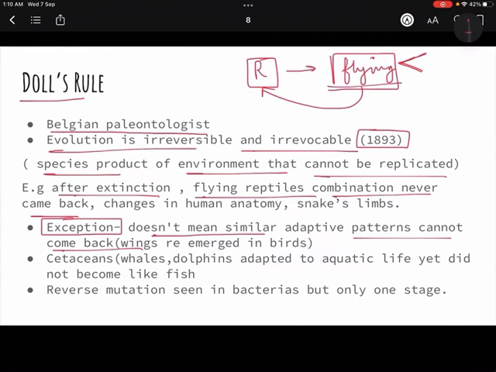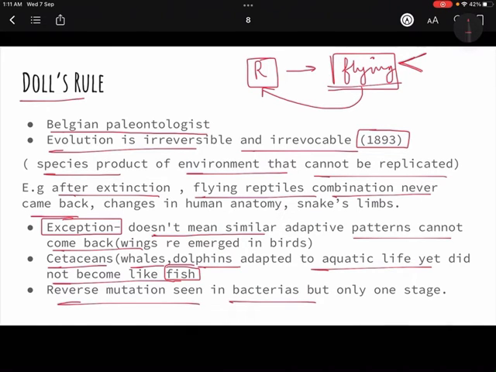Reptiles themselves came back, even though they were not flying again, but they came back. Cetaceans, that is whales and dolphins, adapted to aquatic life, yet did not become like fish. They did not have the streamlined shape like a fish, but they were still adapted to the aquatic environment. That means these are certain exceptions to Dollo's rule.